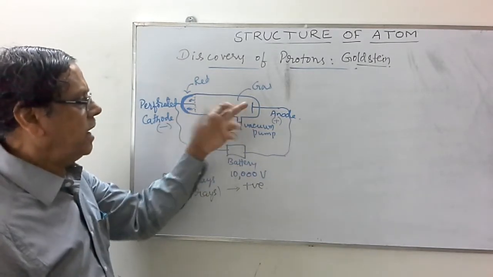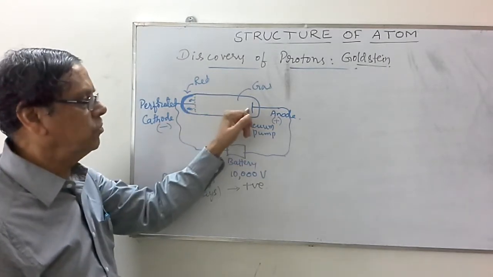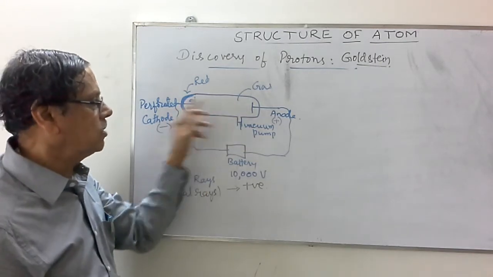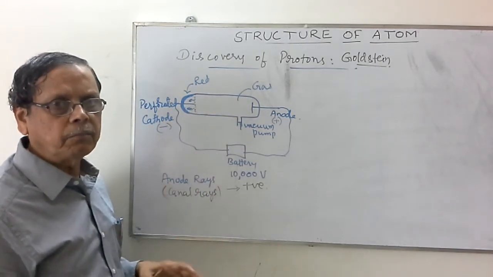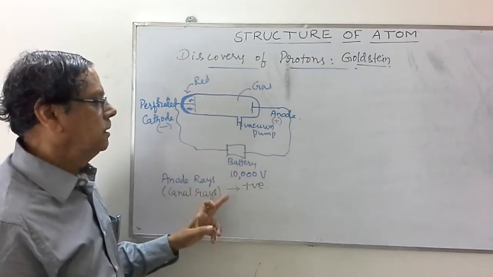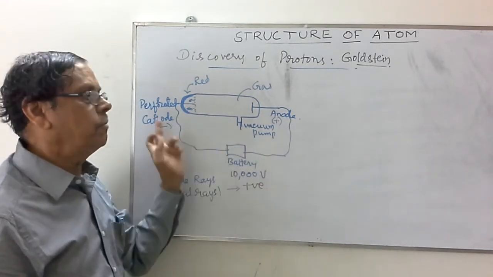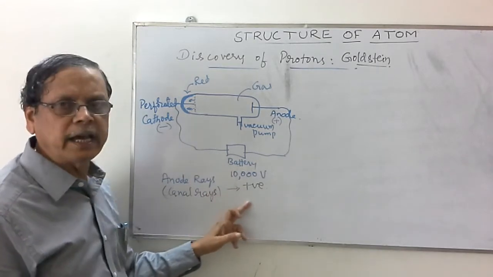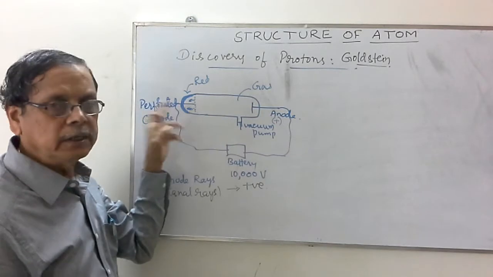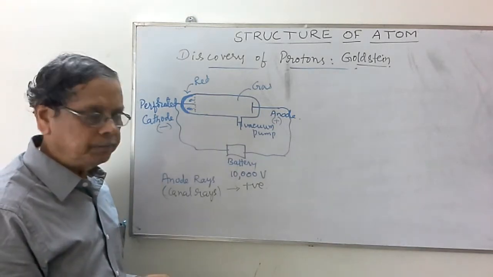Same as in the case of the cathode rays, they also move in a straight line. As with the cathode rays, they also rotate the paddle wheel placed in the path of their movement. Then we observe that they move in the opposite direction, indicating that they carry positive charges, because they are moving from the positive electrode to the negative electrode.